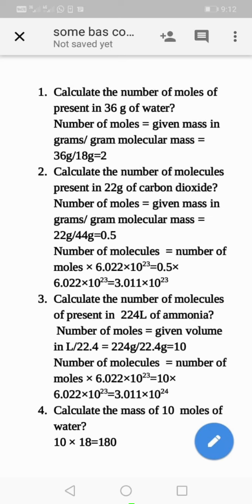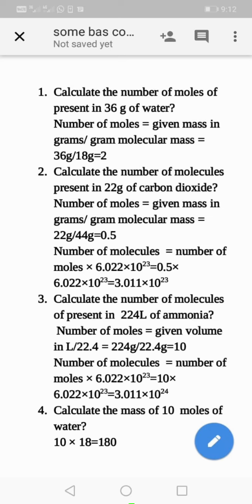Sometimes they will be asking the number of moles. Sometimes they will be asking the number of molecules. So use the proper equation and find out that answer. And some questions will be slightly different, so you will have to rearrange the equation and find out the value.